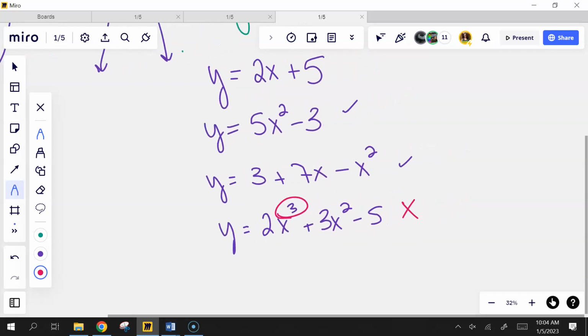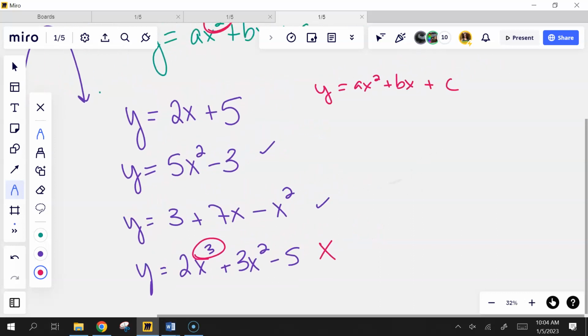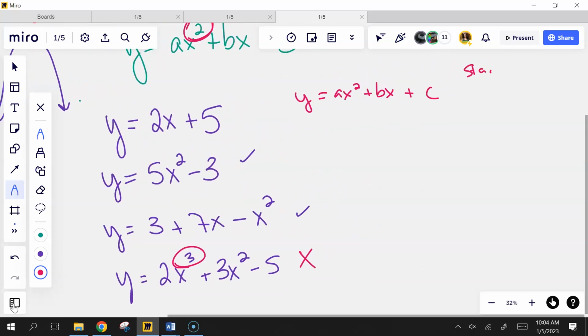All right, let's go back to the ones that we looked at being quadratic equations, remembering what I told you, that quadratic equations can always be written as ax squared plus bx plus c. And this is standard form. If I go too fast, y'all just slow down.